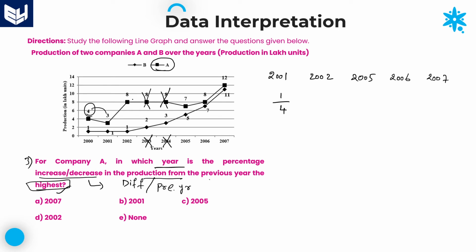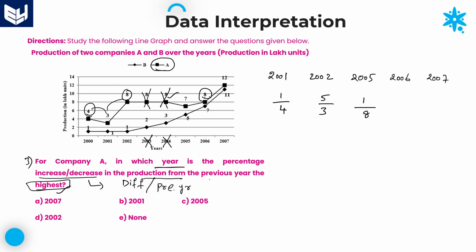Next 2002. The 2002 value is 8 compared with the previous year. The difference between 2001 and 2002: 8 minus 3, which is 5, divided by the previous year value, that is 3. And next 2005. The 2005 value is 7 compared with the previous year value, that is the difference is 1. 8 minus 7, that is 1, divided by the previous year value 8. So 1 by 8.